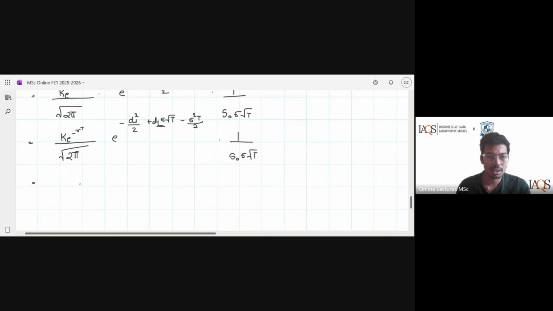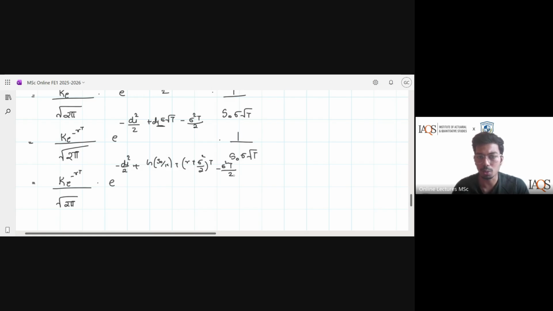Can I write this as K into e raised to minus rT by root 2 pi into e raised to minus d1 square by 2 plus, can I write this as log of S0 by K plus r plus sigma square by 2 T minus sigma square T by 2. As discussed, d1 sigma root T is just going to be the numerator part of d1, which is log of S0 by K plus r plus sigma square by 2 T. Comfortable? Everyone with me?